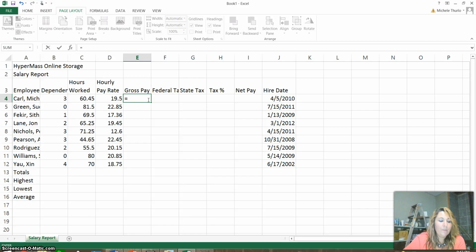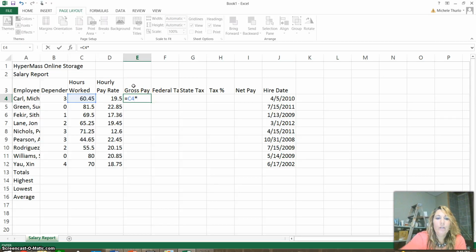Then we could either type in the cell address, which is C4 for our hours worked, but the best way to do that is to just go ahead and click on C4. That way you're not as likely to make an error. And you'll notice that again it's color coordinating it, so this C4 is blue along with the box around this one. And what are we going to do with the hours worked? What kind of math do we want to do? Right, we want to multiply.